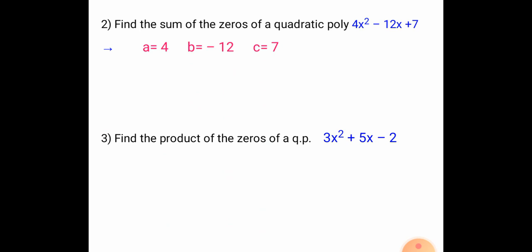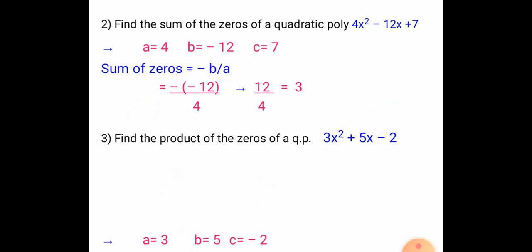Now since you are supposed to calculate the sum, you are supposed to write the formula of sum of zeros, which is minus b upon a. So here, first minus b will remain as it is, as minus bracket minus 12 close the bracket, and the value of a is 4. So minus and minus will become plus, we get 12 upon 4, and after reducing that we get answer 3.